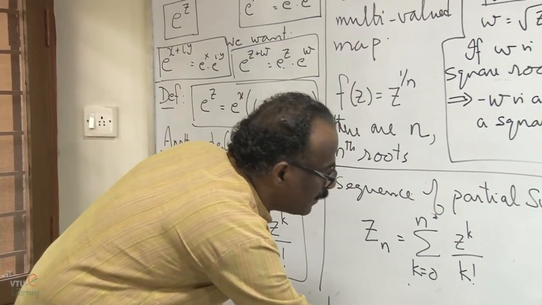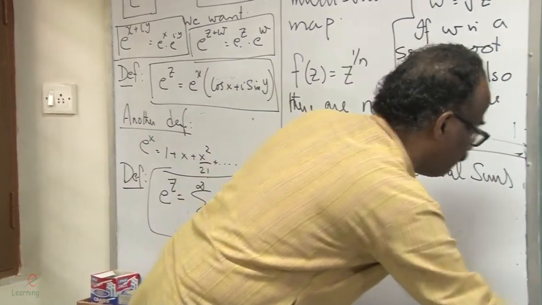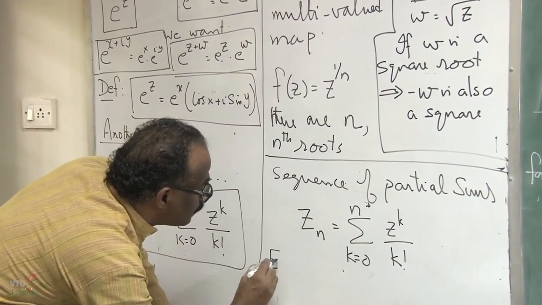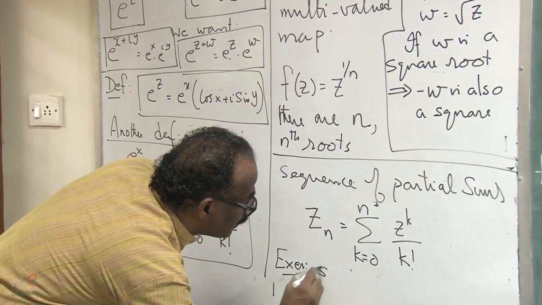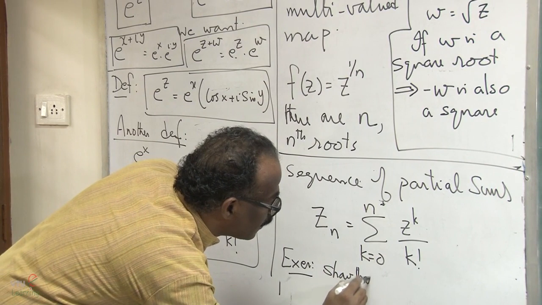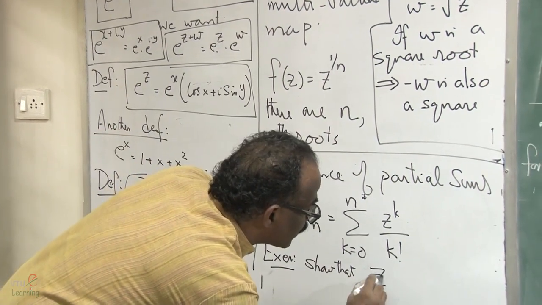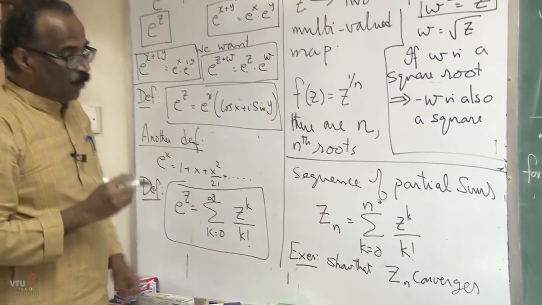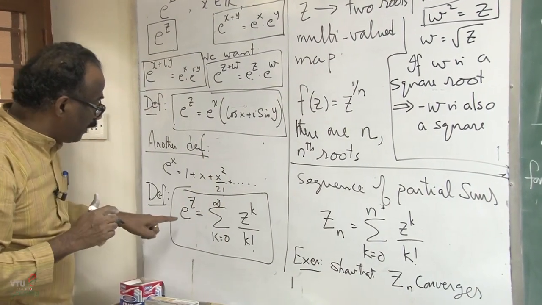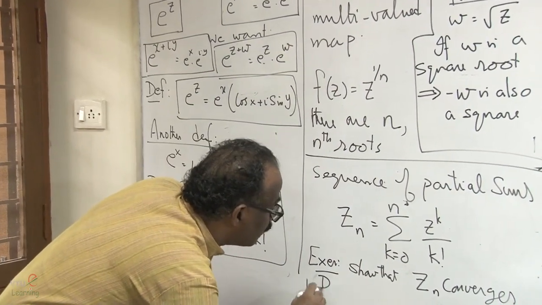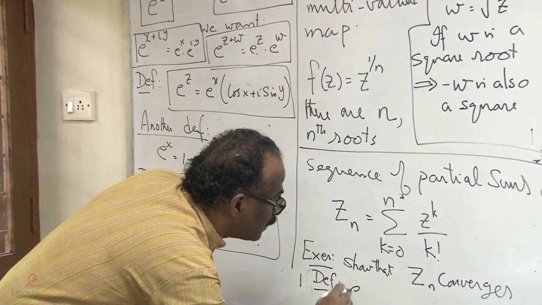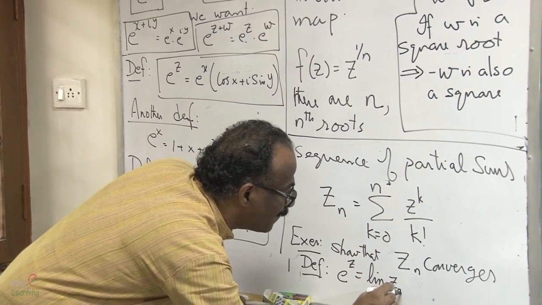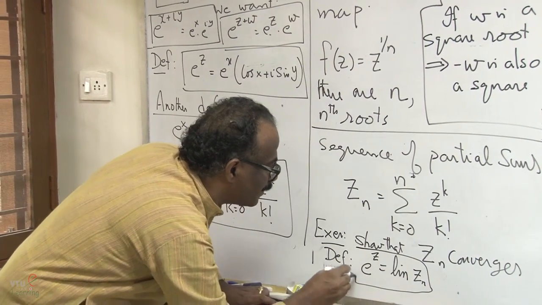You can actually prove that, but that's difficult. I don't want to do the computations here. If you want, this is an exercise for you again. Show that Z n converges to some number. Once Z n converges, I call that limit to be this one. So my definition again: e power z is equal to the limit of Z n. You see, that's the definition you can call it.